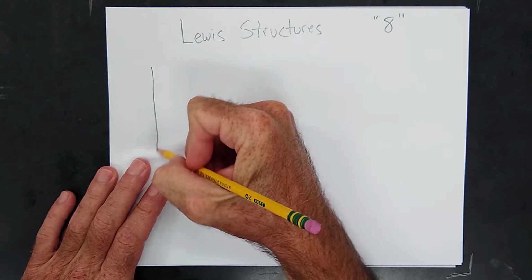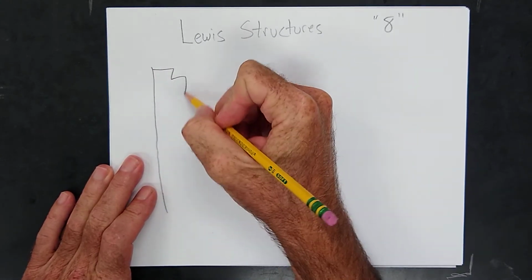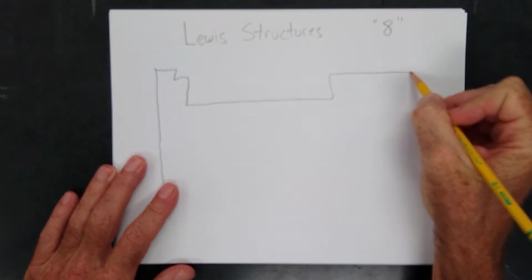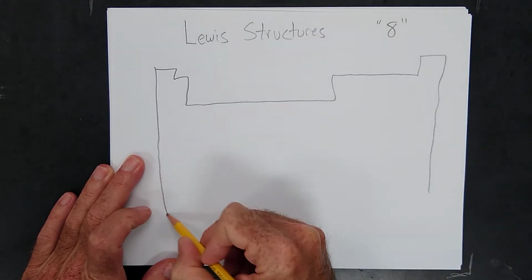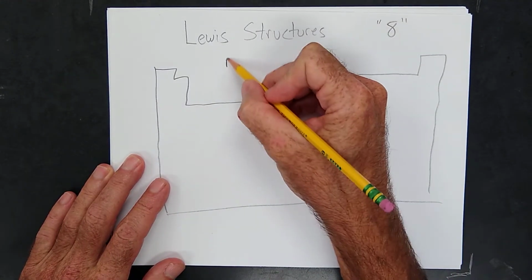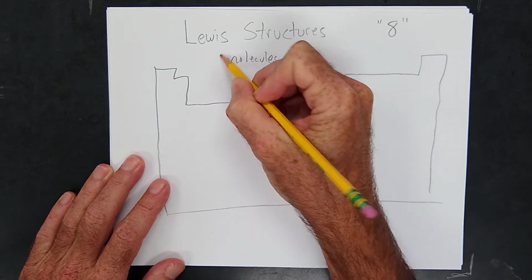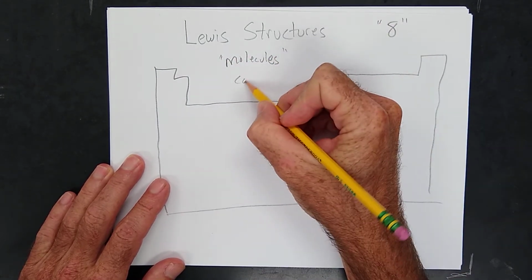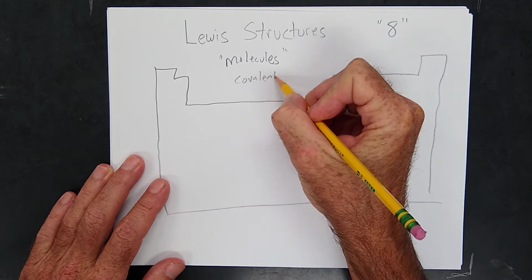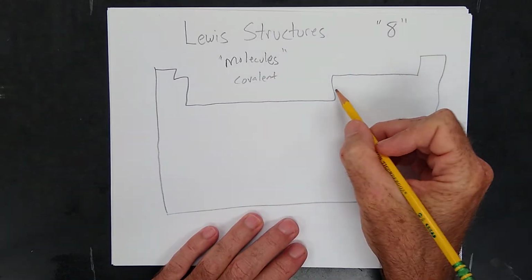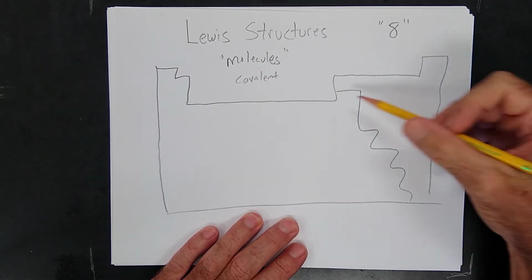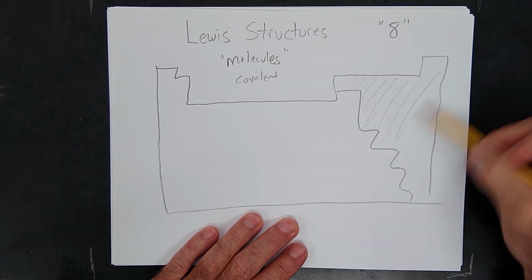Now, let's take a look here at a blank periodic table and some things that we're going to need to think about. First of all, when we're drawing Lewis structures, these are molecules, all right? So it means they are covalently bonded, all right? So in other words, we're talking about these guys over here, aren't we?